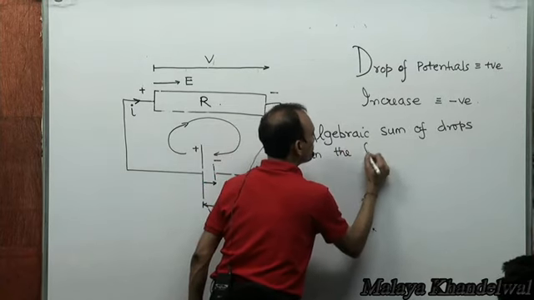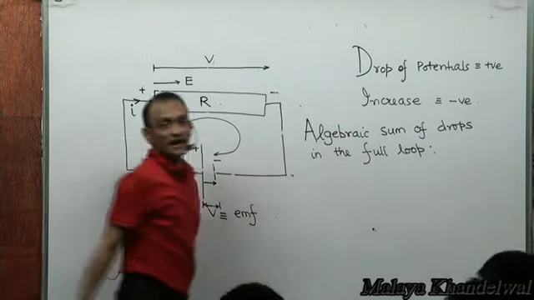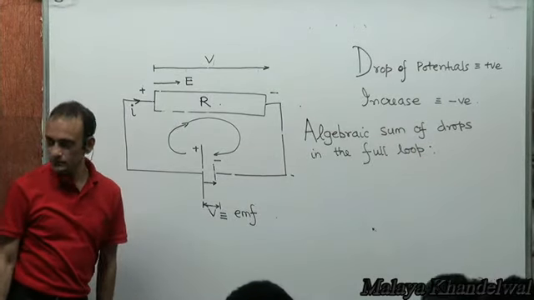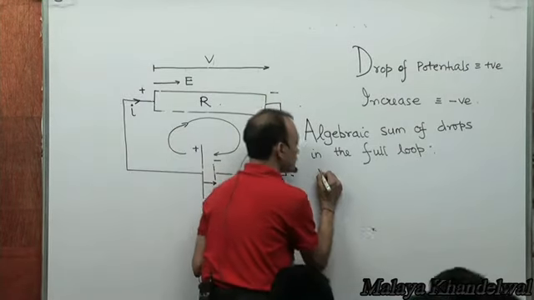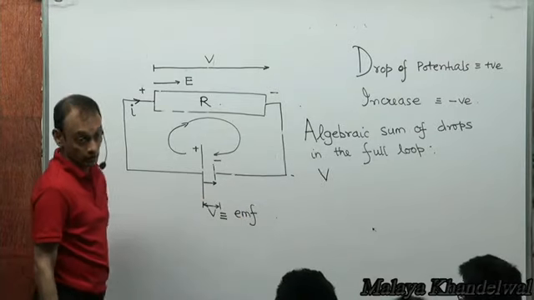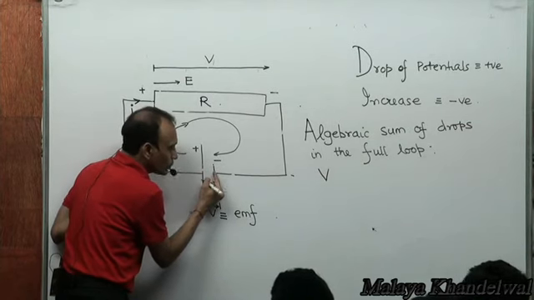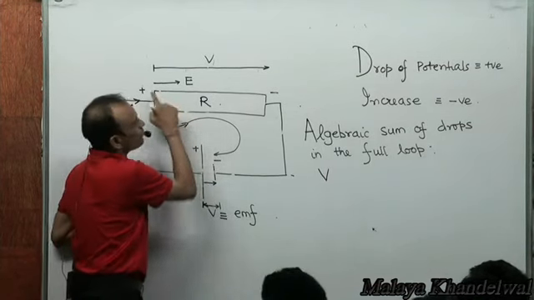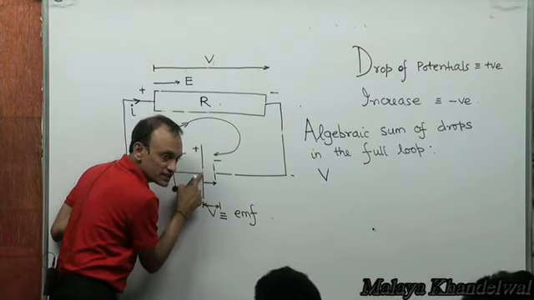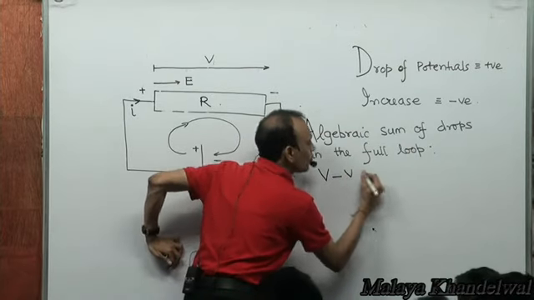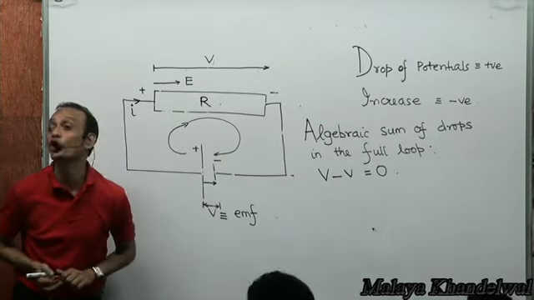In the full loop, if I take the algebraic sum of drops in the full loop, there is V like this, a drop. And then I go from here to here, there is minus V, there is an increase. From here to here, there is a V volts decrease. From here to here, there will be a V volts increase. So I'll take negative. So obviously, as you would expect, the algebraic sum of the drops across a loop is always 0.